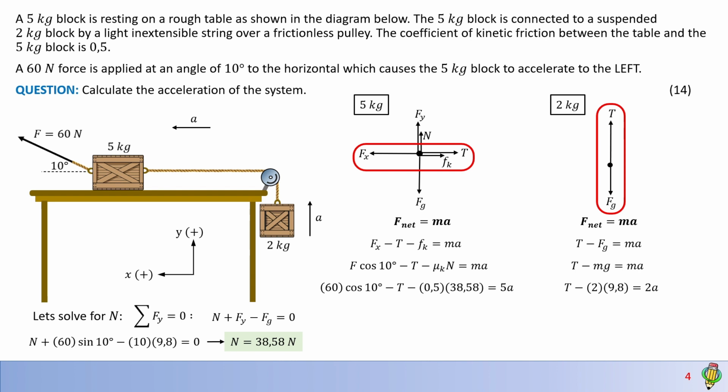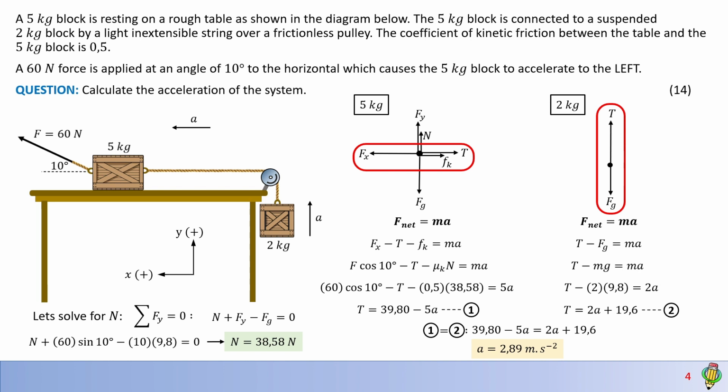Now, on the 5 kg block, we can represent the equation and simplify it into that form, which we can now call equation 1. We do the same for the 2 kg block, and we call that equation 2. When we equate both equations, we get this expression. Then we can use that to find the acceleration, since acceleration is the only unknown there. So our acceleration is 2.89 meters per second squared, which is our final answer for this problem.